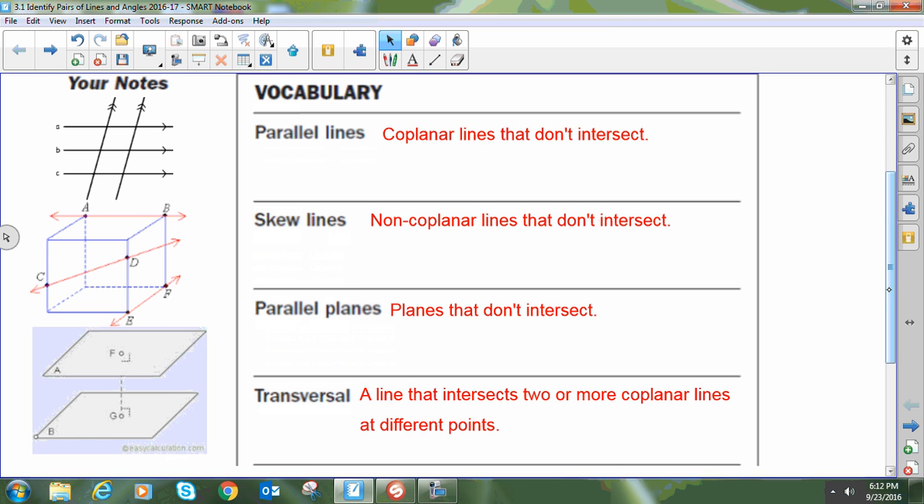What I want you to do is at this time pause the video and copy down the vocabulary terms that you need here, and when you're done, press play again. Okay, so you have the first four definitions. I know that there's more that follow this, but you should have the first four definitions copied down, and I want to explain a little bit about these terms.